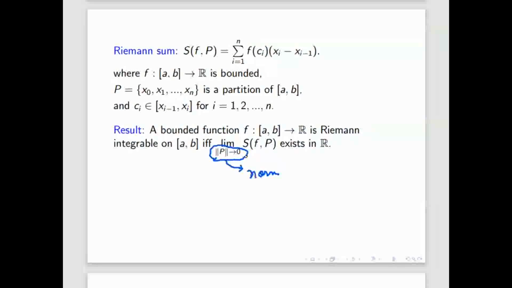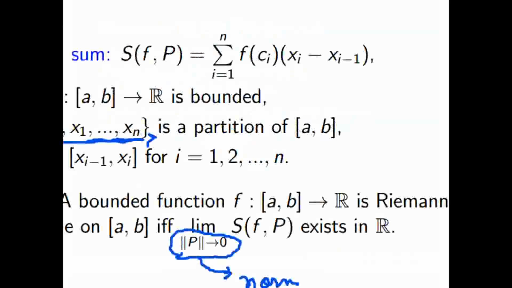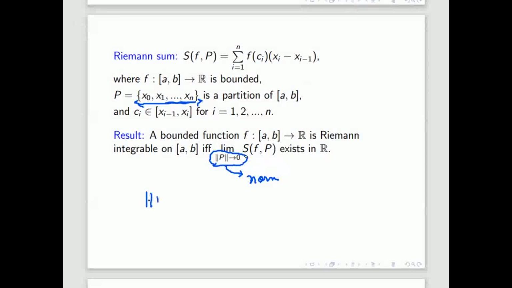We will define it. So norm of P means, if you do the partition, say exactly equal partition, you will find the maximum length of the interval. Which interval has the maximum length? That is the norm of P. And if that maximum length interval is going to 0, if this limit exists, then we will say that this function is Riemann integrable. So for this norm P, if you put one line, then it is mod. If you put two lines, that is called norm.